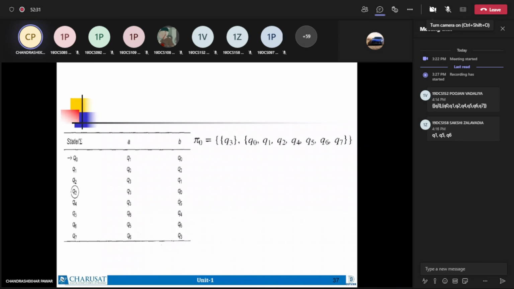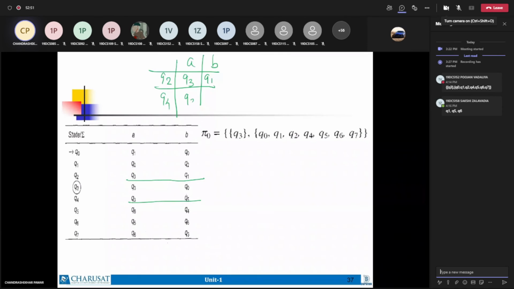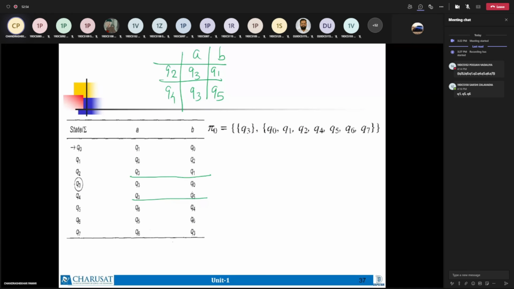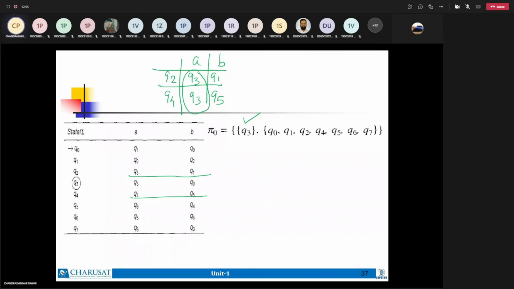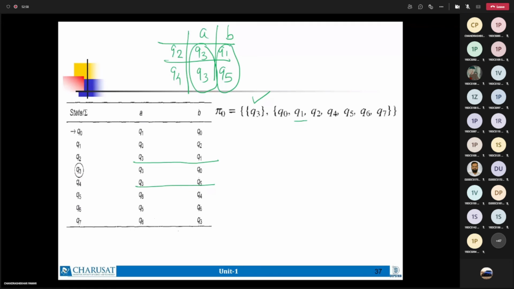Okay, let's check the Q2 equivalence. So Q2 is equivalent with Q4 or not. What are the transitions for Q2 and Q4? Let's see here. For Q2, 3 and 1. For Q4, 3 and 5. So if you observe, Q3 and Q3 are within one set, Q1 and Q5 are within one set, so obviously they are equivalent. Q2 and Q4 are equivalent, no problem.